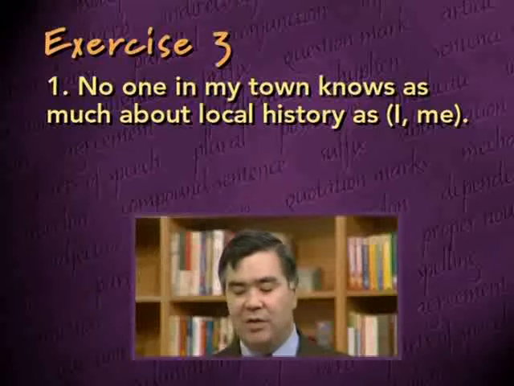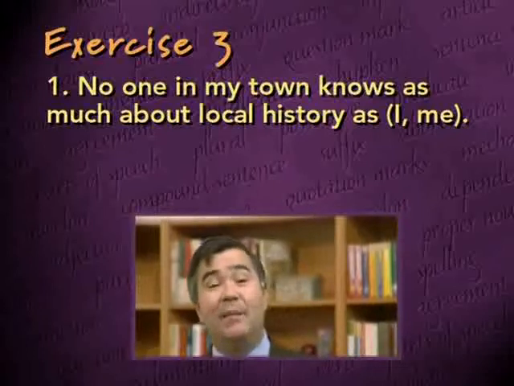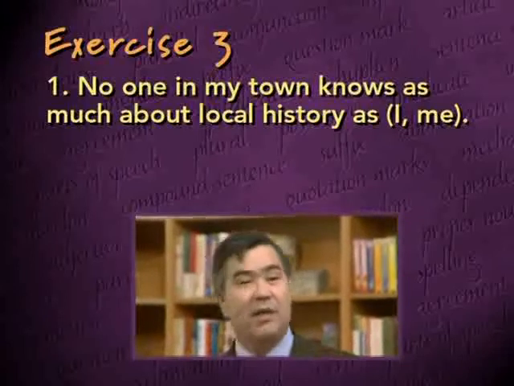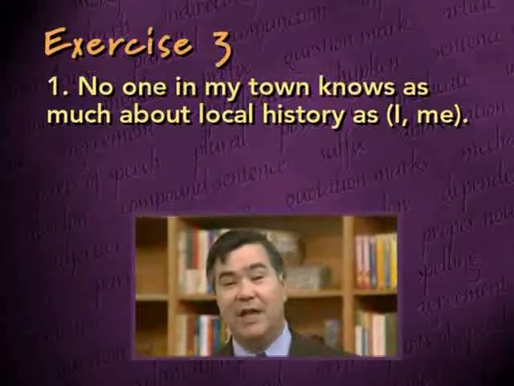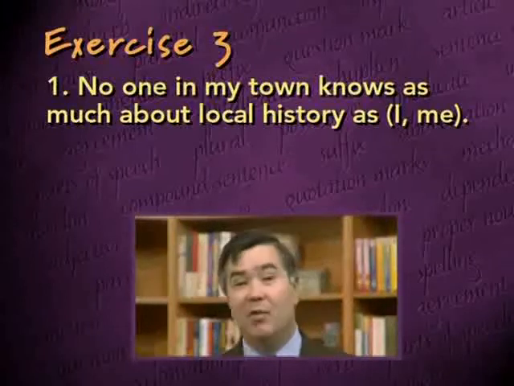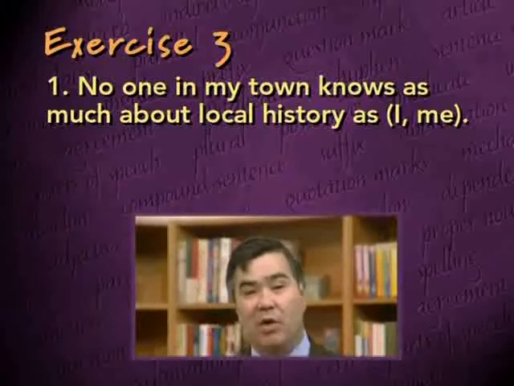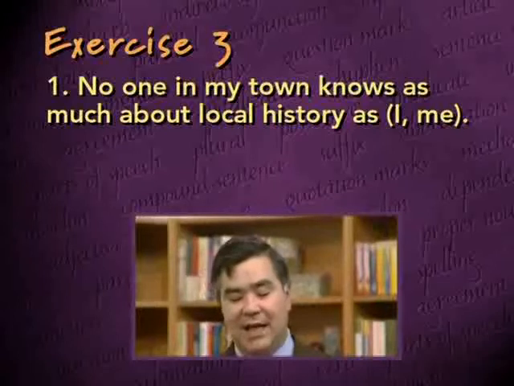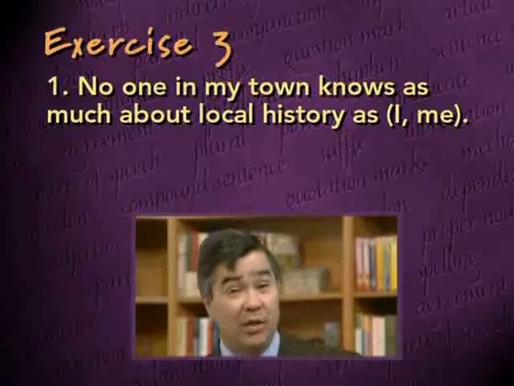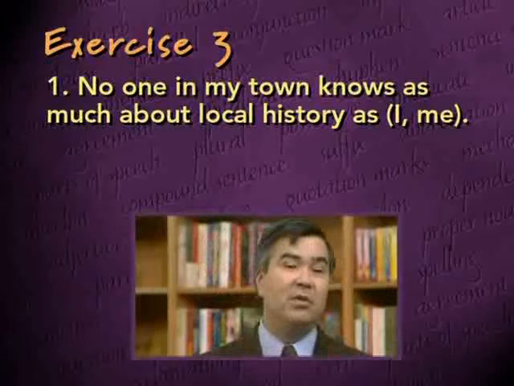No one in my town knows as much about local history as I or me. Here we have an elliptical clause beginning with as at the end of the sentence. And in order to figure out whether the correct pronoun is the subjective case I or the objective case me, we need to fill in the missing word. What is the sentence really saying if we were to add in any missing word or words? Well, I think what the sentence is saying is, no one in my town knows as much about local history as I do.